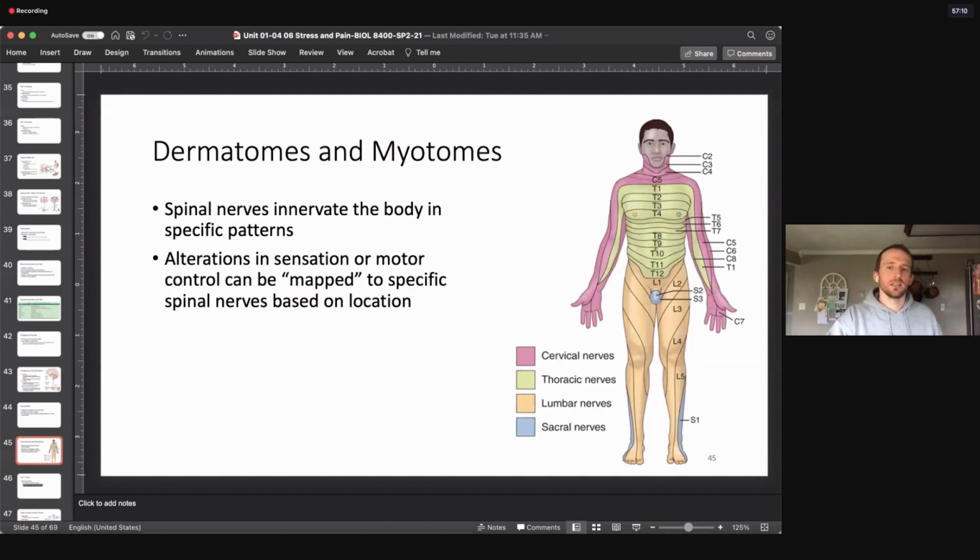And what that does is it gives you a way to test the sufficiency of spinal nerves, right? You can do a pinprick test on the middle finger to ask, is there a C7 nerve deficiency, or is there hyperactivity in it? You can do that. You can also do that with deep tendon reflexes, which can be mapped in specific places.